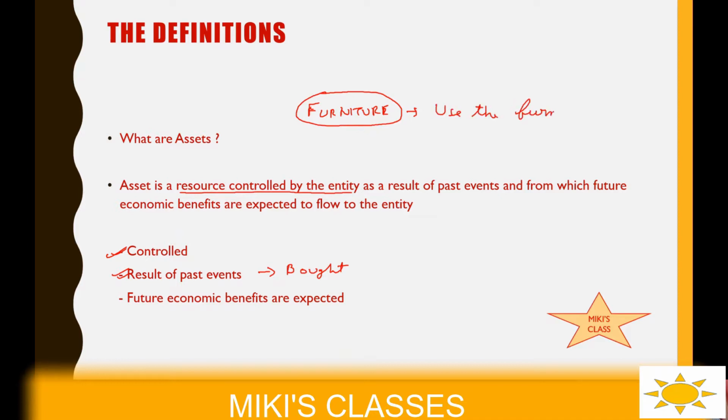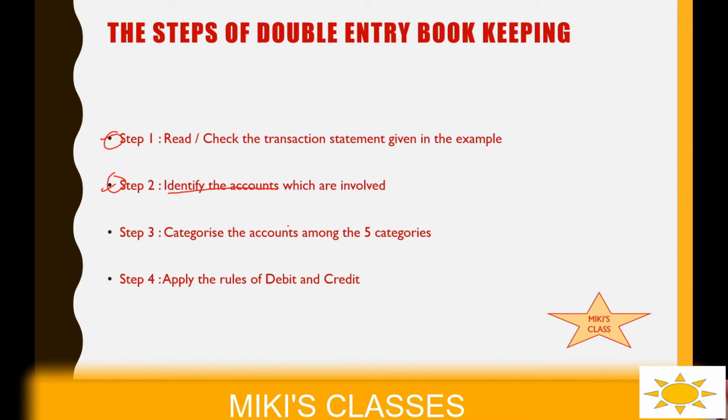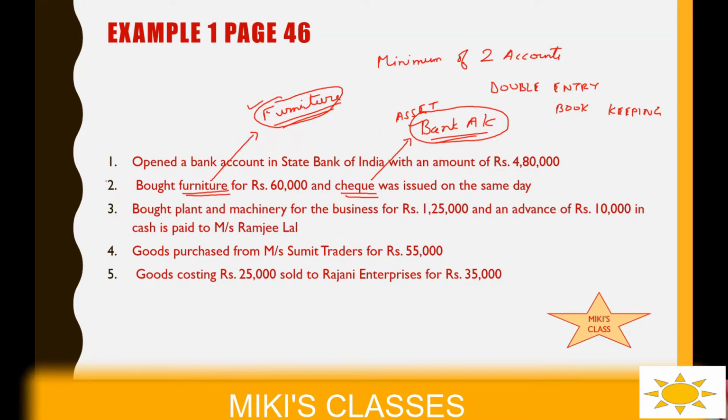You can use the furniture, whether in your office, in your factory, wherever you can use it. So furniture also fits the definition of an asset. So furniture is also an asset. It is just a matter of coincidence that till now, whichever accounts we have dealt with, all are assets. So for our example 2, the two accounts which are involved are both assets.